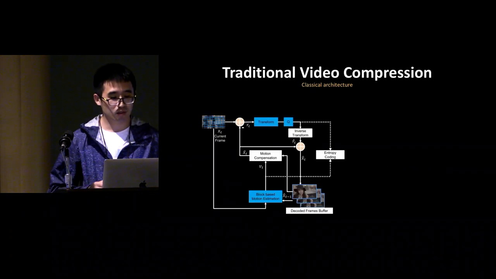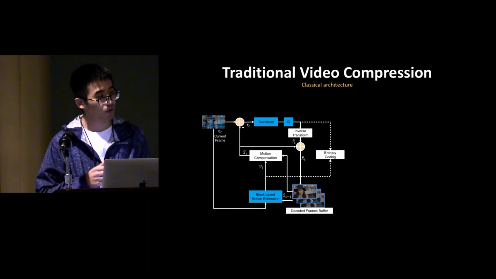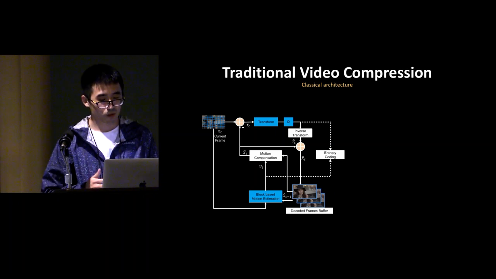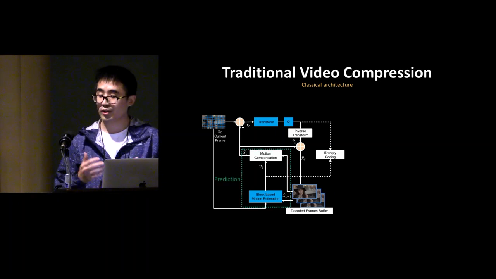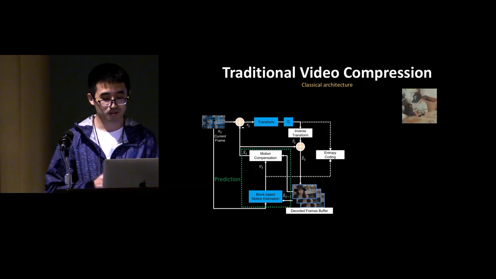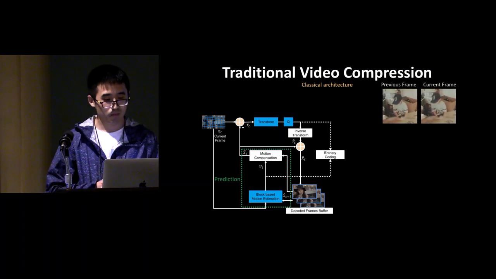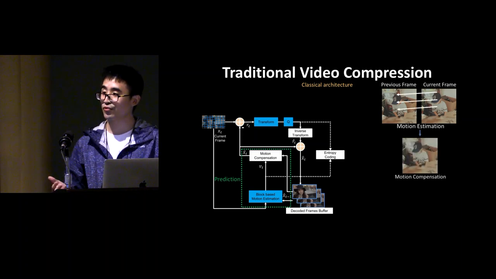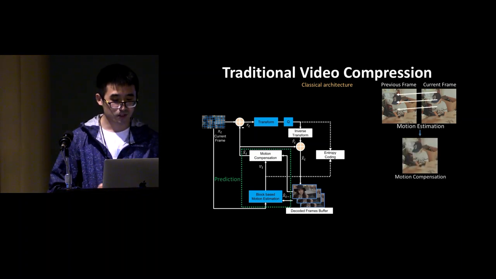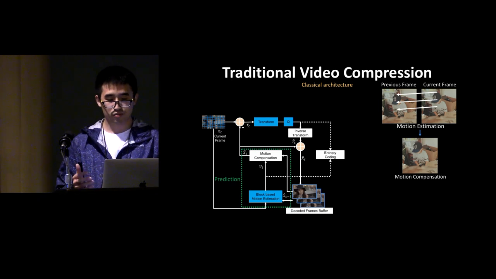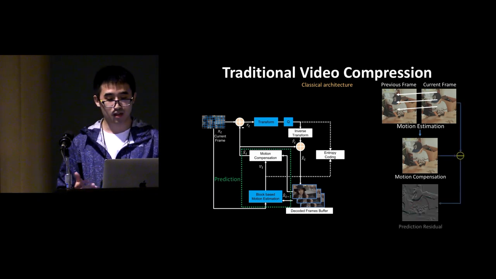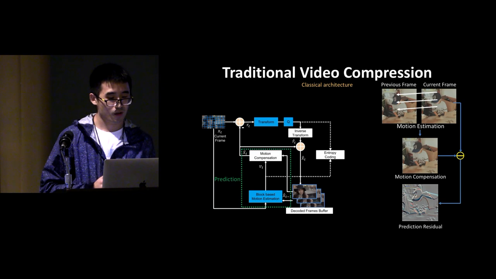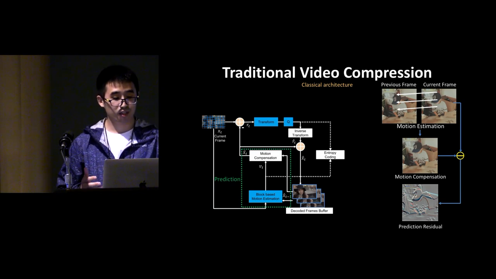Before I introduce our deep video compression model, I will review the classical video compression architecture. There are usually two steps in a video compression system. For the prediction step, block-based motion estimation is performed to estimate the motion between the previous frame and the current frame. Then motion compensation is used to align the previous frame based on the estimated motion vector. After that, we can get the predicted frame and the corresponding prediction residue.